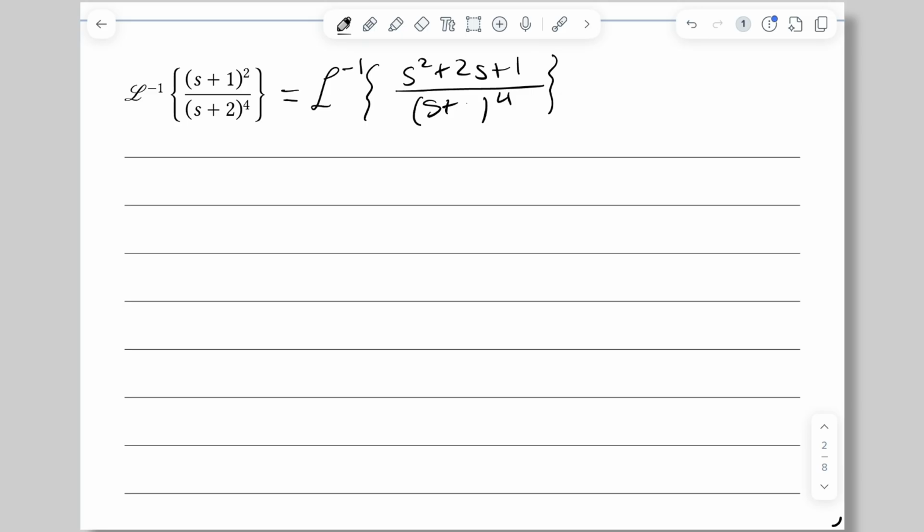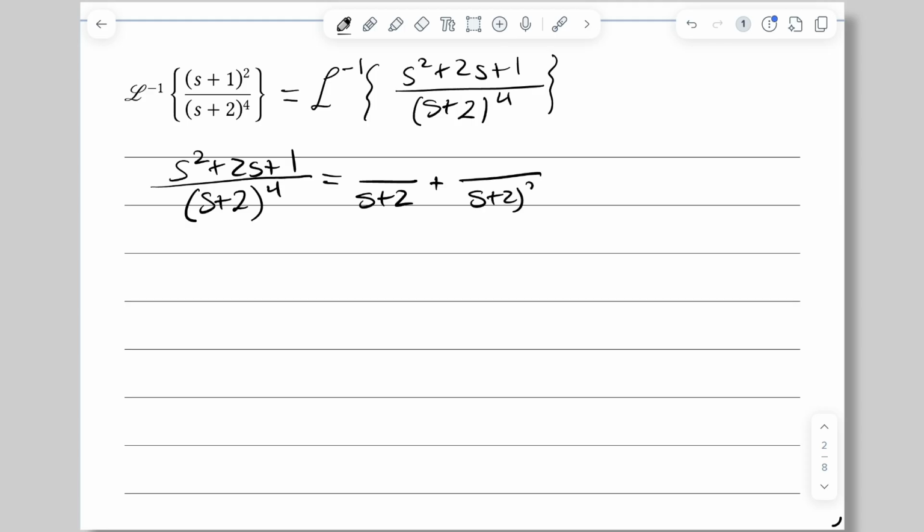We have a denominator that factors, and so we need to use partial fraction decomposition. S squared plus 2s plus 1 over s plus 2, the quantity to the 4th power, is going to turn into 4 fractions. A denominator of s plus 2, a denominator of s plus 2, the quantity squared, a denominator of s plus 2, the quantity cubed, and a denominator of s plus 2 to the 4th power. Remember, that's how we treat repeated factors in a denominator in partial fraction decomposition.